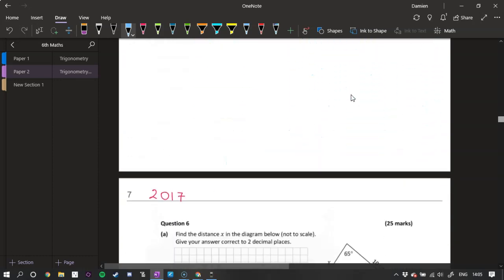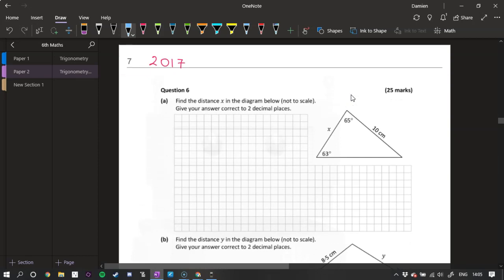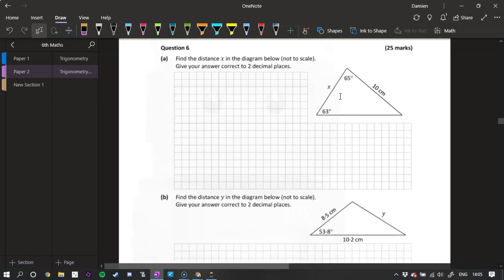Okay, on to the next question. So 2017, question 6. Find the distance x in the diagram below, which is not to scale, and give your answer correct to 2 decimal places. So let's have a look at this.